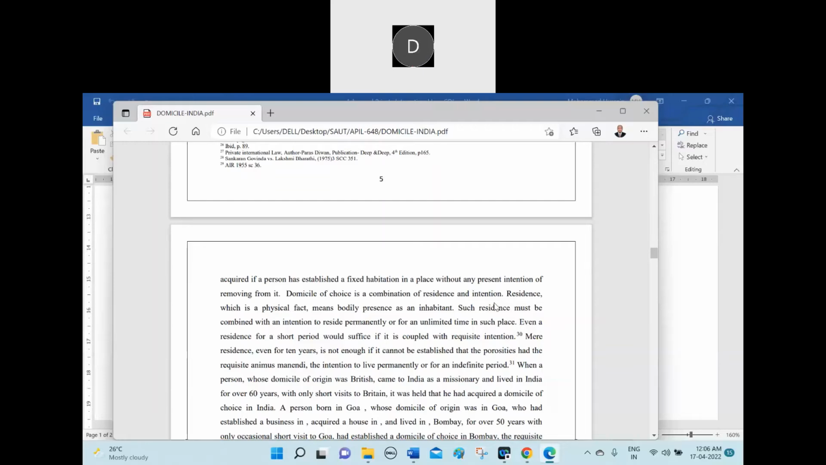Mere residence, even for 10 years, is not enough. It cannot be established that the proposition held the requisite animus manendi, meaning being personally present over there for a longer time, with the intention to live permanently or for an indefinite period. So these are the two things that coincide together to show that he has the permanent intention to stay over there. When a person whose domicile of origin was British came to India as a missionary and lived in India for over 60 years with only short visits to Britain, it was held that he had acquired the domicile of choice in India.